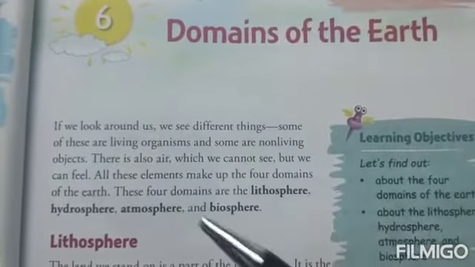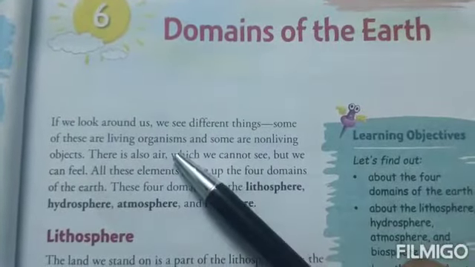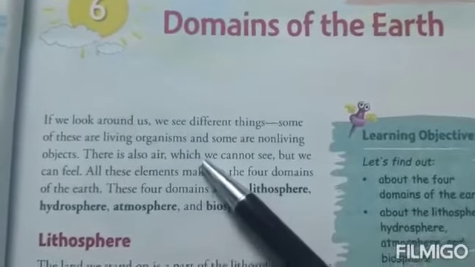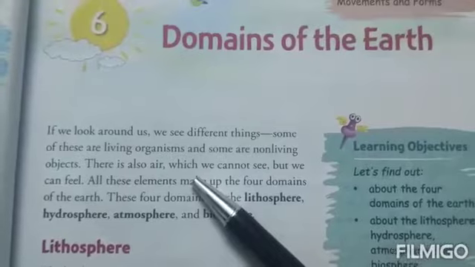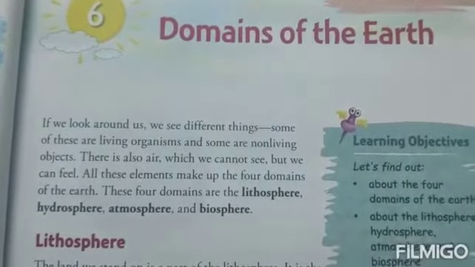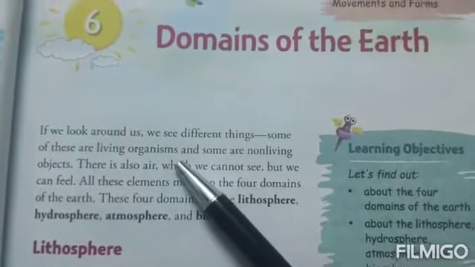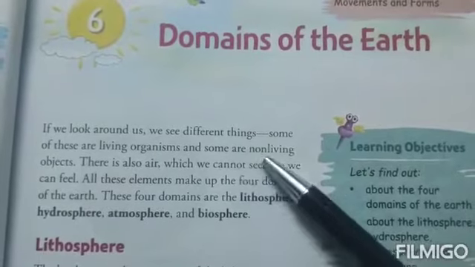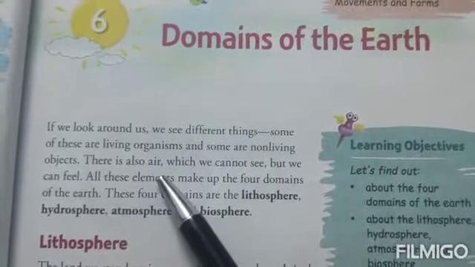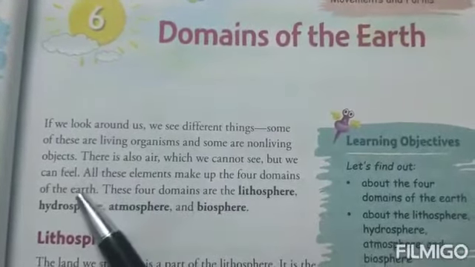Some of these are living organisms. That means living things. Organism means an individual form of life, such as a bacteria, or fungus, or a plant, or an animal. These are called organisms, that means living things. And some are non-living objects. There is also air. You can feel air, which we cannot see but we can feel it.